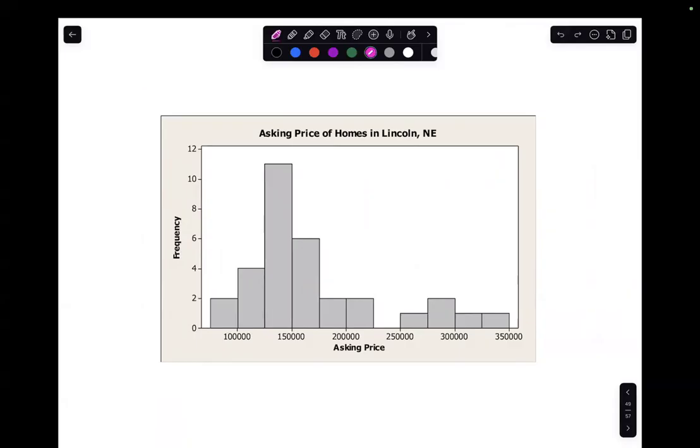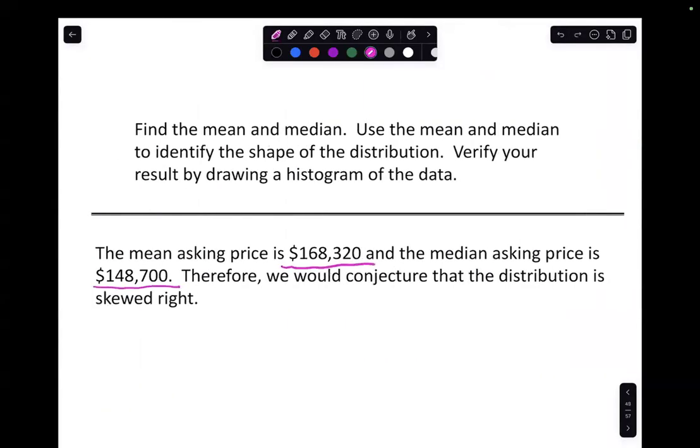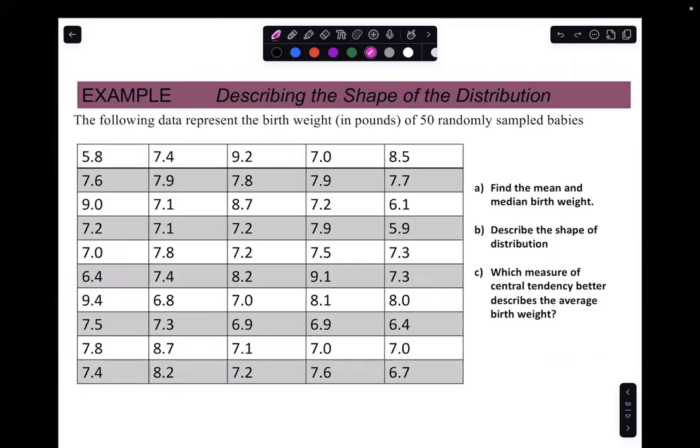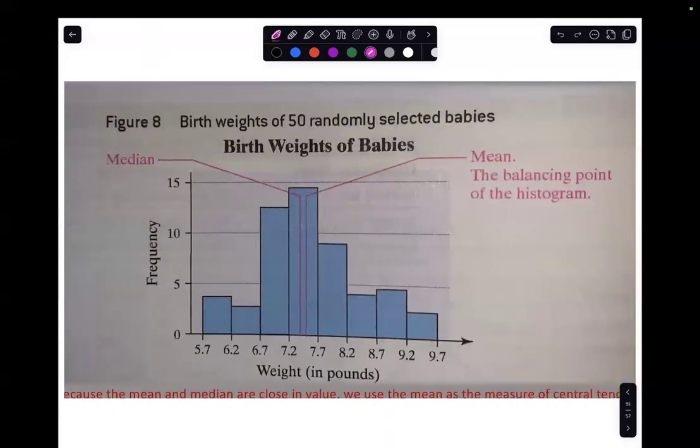So that's what it's going to look like. It shows you that comparison. I'm going to show you another one. It's kind of ugly because I took it directly out of the textbook. These are the birth weights of 50 randomly sampled babies, in pounds. So this is their birth weight. Take a look at the histogram for this one.